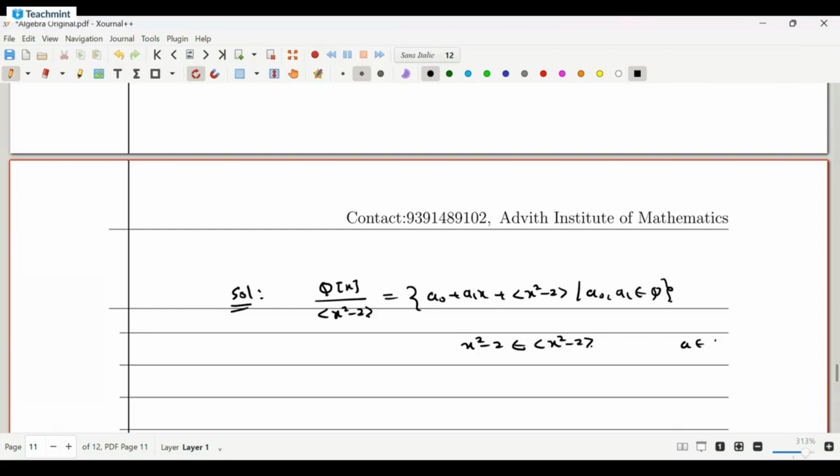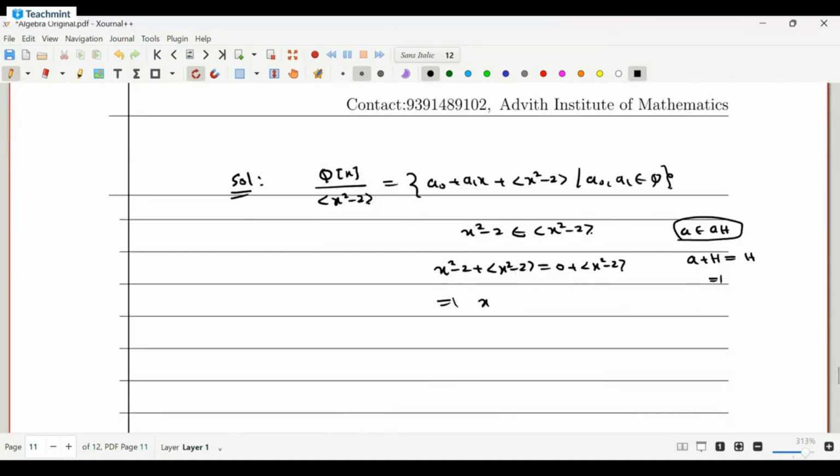If a always belongs to H, therefore if H is an ideal, so a plus H is equal to H if a belongs to H. So that means x square minus 2 plus the ideal generated by x square minus 2 is equal to 0 plus the ideal. That means x square minus 2 is equal to 0, which implies x square equal to 2, which implies x equal to plus or minus root 2.